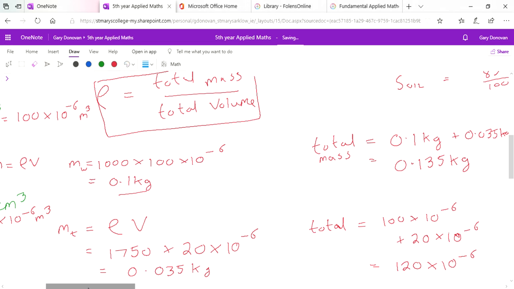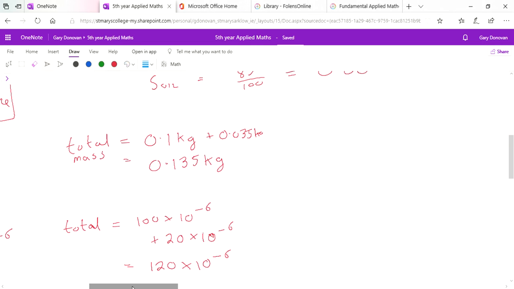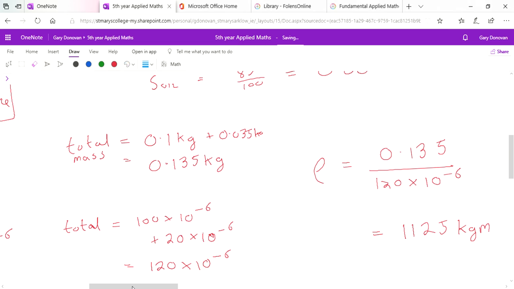So then to get our final density, our density is total mass divided by total volume. So it's 0.135 divided by 120 times 10 to the minus 6, which equals 1125 kilograms per meter cubed.